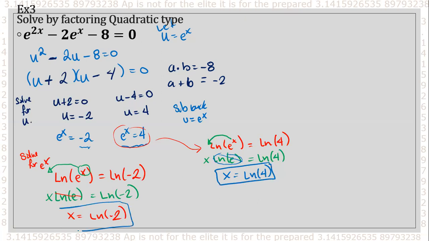However, only one of these is a real solution. ln of 4, that works. ln of -2, that does not exist. That is an extraneous solution.